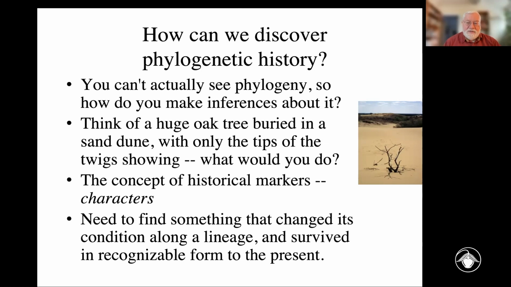And the way we do it in this kind of a system, in which the relationships are branching with modification, is this idea of historical markers that have changed during a period of time and serve as markers. And so I'm going to explain what that is.